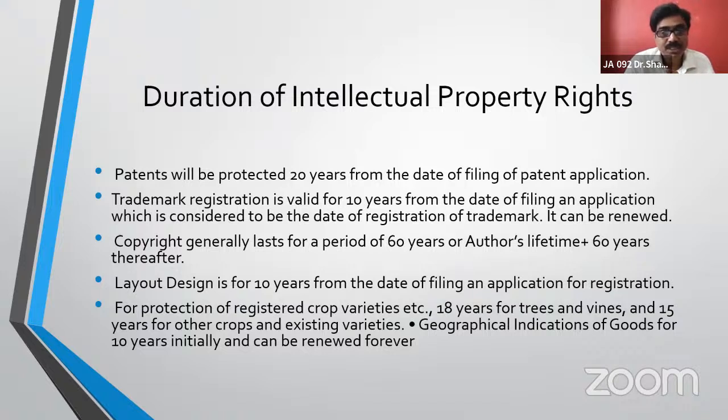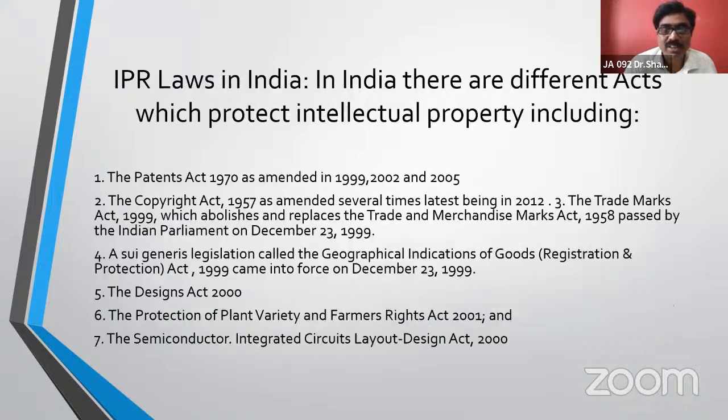For protection of plant varieties and crop varieties: 18 years for trees and vines, and 15 years for other crops and existing varieties. A geographical indication of goods is protected for 10 years initially, and can be renewed forever. So this is the duration of intellectual property rights; from time to time, they can have certain different time durations as well.